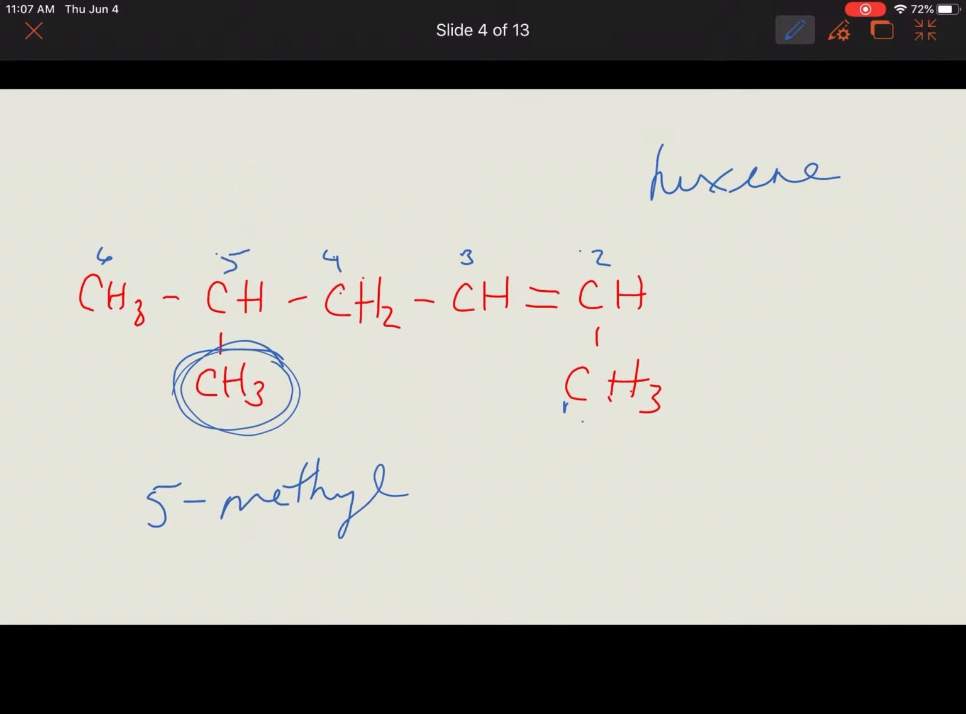5-methyl, because this is a methyl group. Dash, now again, that double bond is between carbons 2 and 3, so I'm going to name it as carbon 2, and then hexene. Good. Okay, we'll do another one.